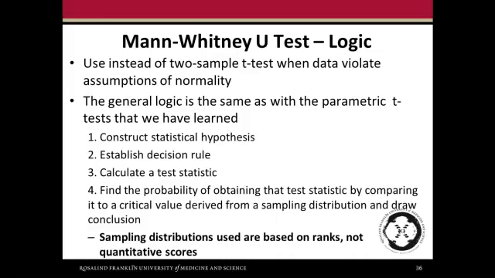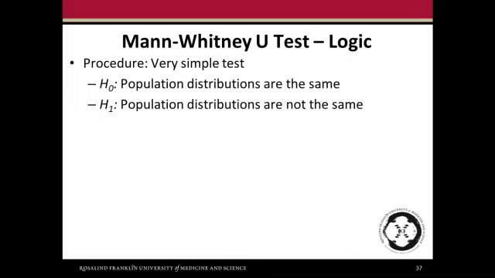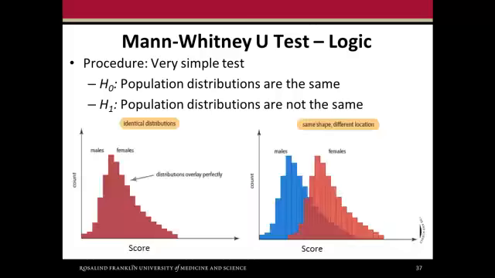But it's important to remember that with these non-parametric tests like the Mann-Whitney U, the sampling distributions are based on ranks and not quantitative scores. So the procedure is very simple. Our null hypothesis is that the population distributions are the same, and our alternative hypothesis is that the population distributions are not the same. So here's an example of two distributions. The one on the left would be an example where the population distributions are the same, they're identical. So here we have some scores, these are frequency distributions, we have males and females, and they're overlapping perfectly, right? So there's no difference between those population distributions.